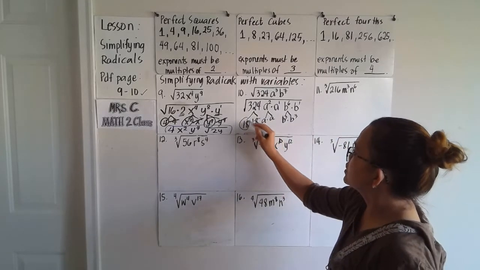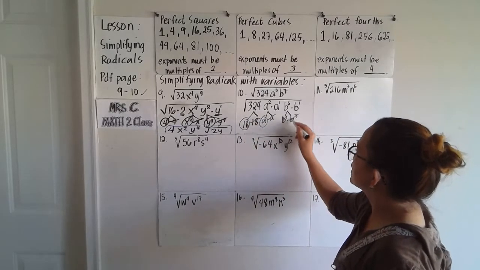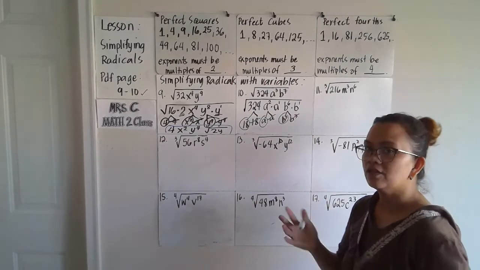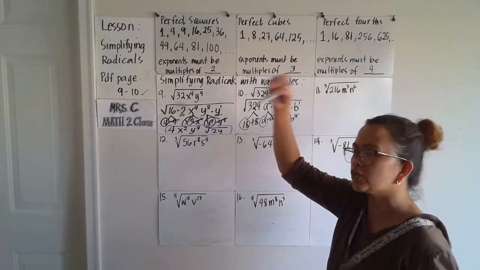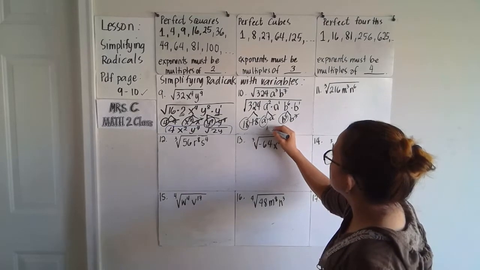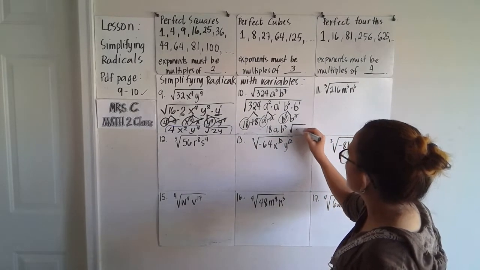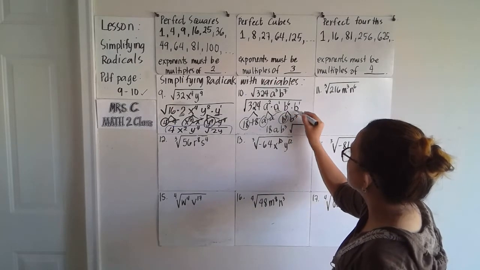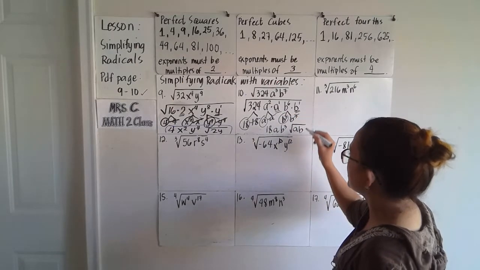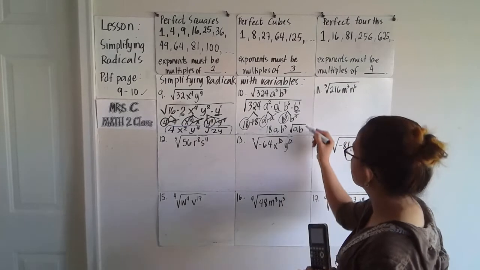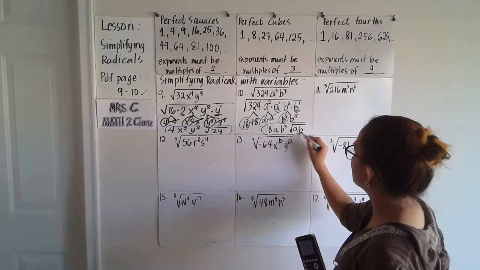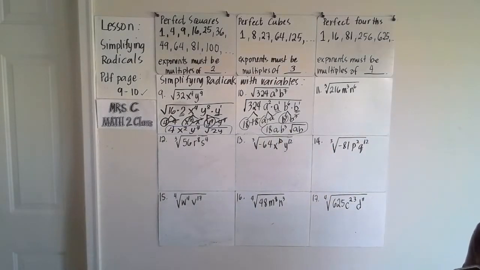So cancel, take one, cancel, take one, cancel, take one, and those leftovers will stay under the radical. So the answer would be 18ab cubed square root of, what are the leftovers? That would be a and b. So the answer is 18ab cubed square root of ab.